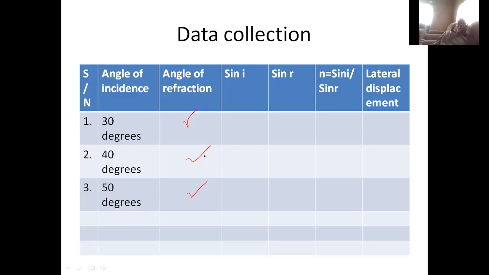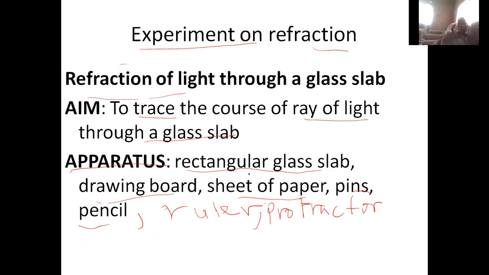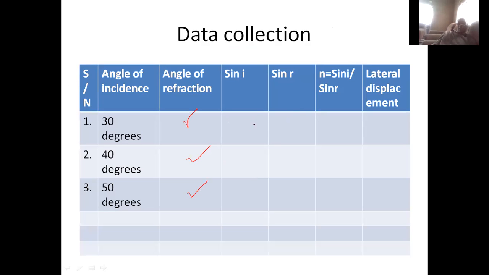And using a calculator, one of the apparatus you also require, it's very important, you are going to have a calculator to help us get the sine. So you use a calculator to get the sine of incidence 30. What is sine 30? You record it there. And also what is sine r for the angle of refraction that you got, you record. And there also what is sine 40, you record, and the corresponding angle of refraction. Then also sine 50, and the other angle you found as the angle of refraction.